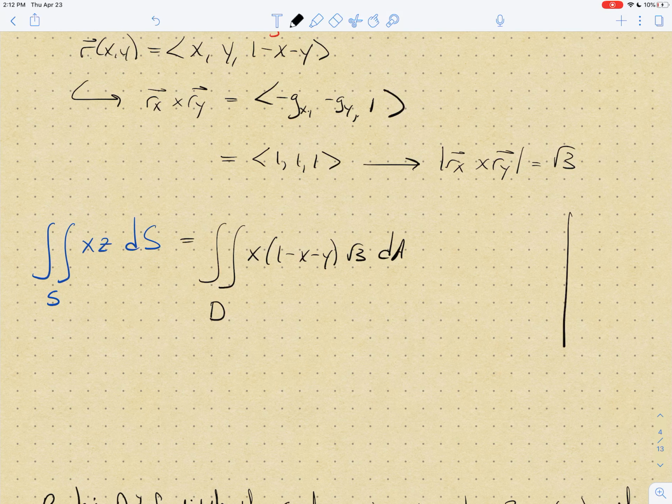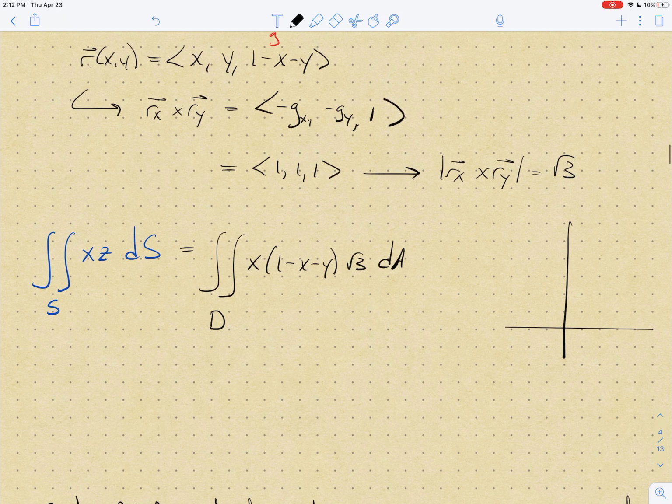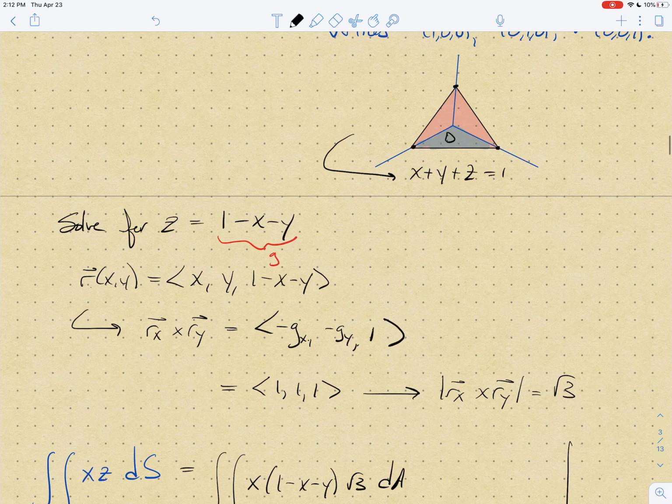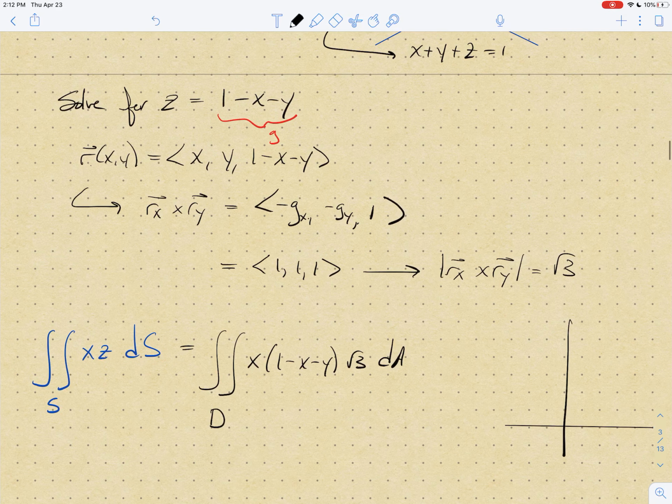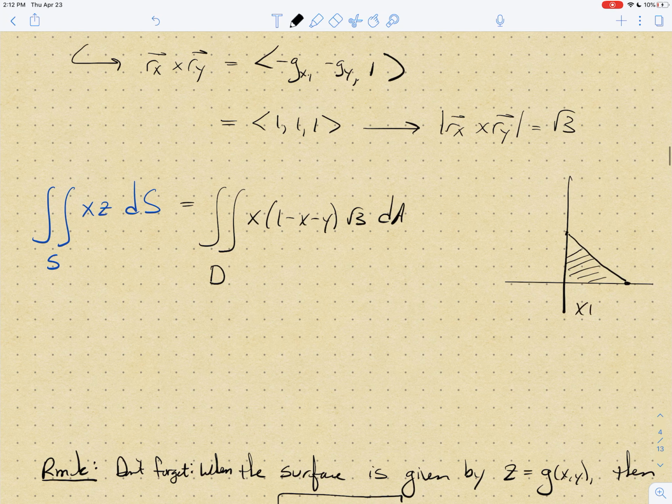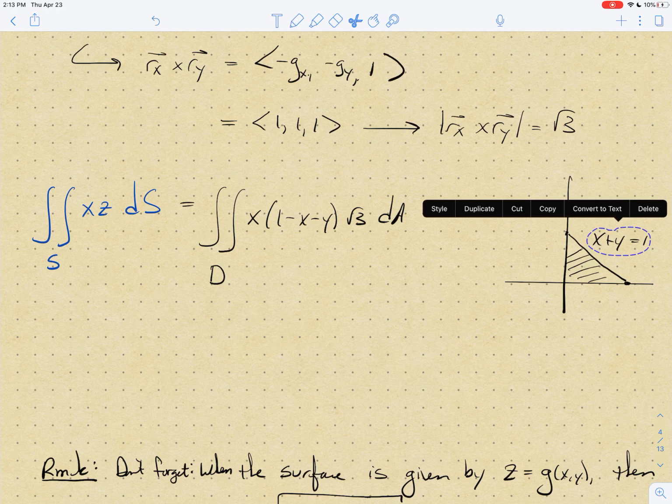And now I'm going to sketch my picture of the region that I'm integrating over, and it's not too hard to see that for this line, when z is 0, this is just x plus y equals 1. And so that looks like this. That's the region that I'm integrating over. This is x plus y equals 1. That's the line up here.